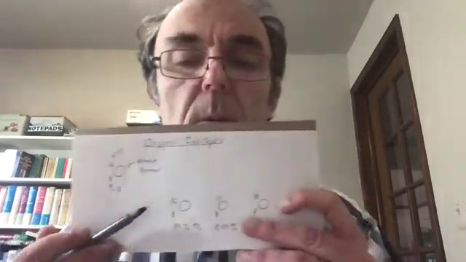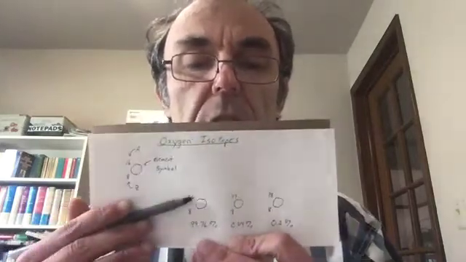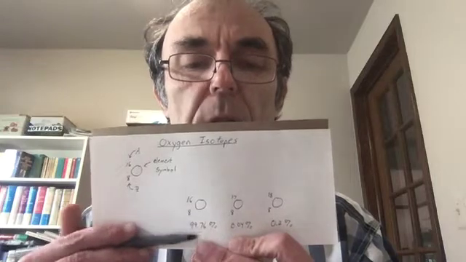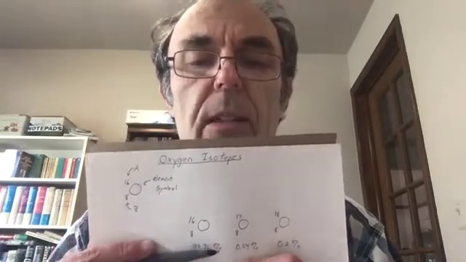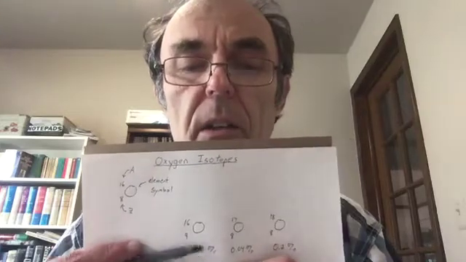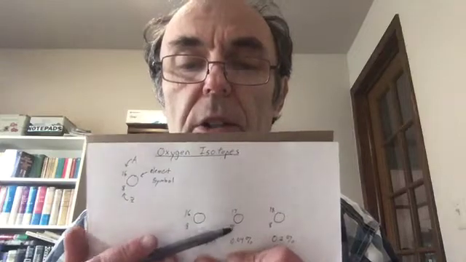Now, there are 3 stable isotopes for oxygen. There is oxygen 16, and the vast majority of oxygen is oxygen 16. 99.76% of the oxygen on Earth is oxygen 16. But there are 2 other isotopes of oxygen that are also present.